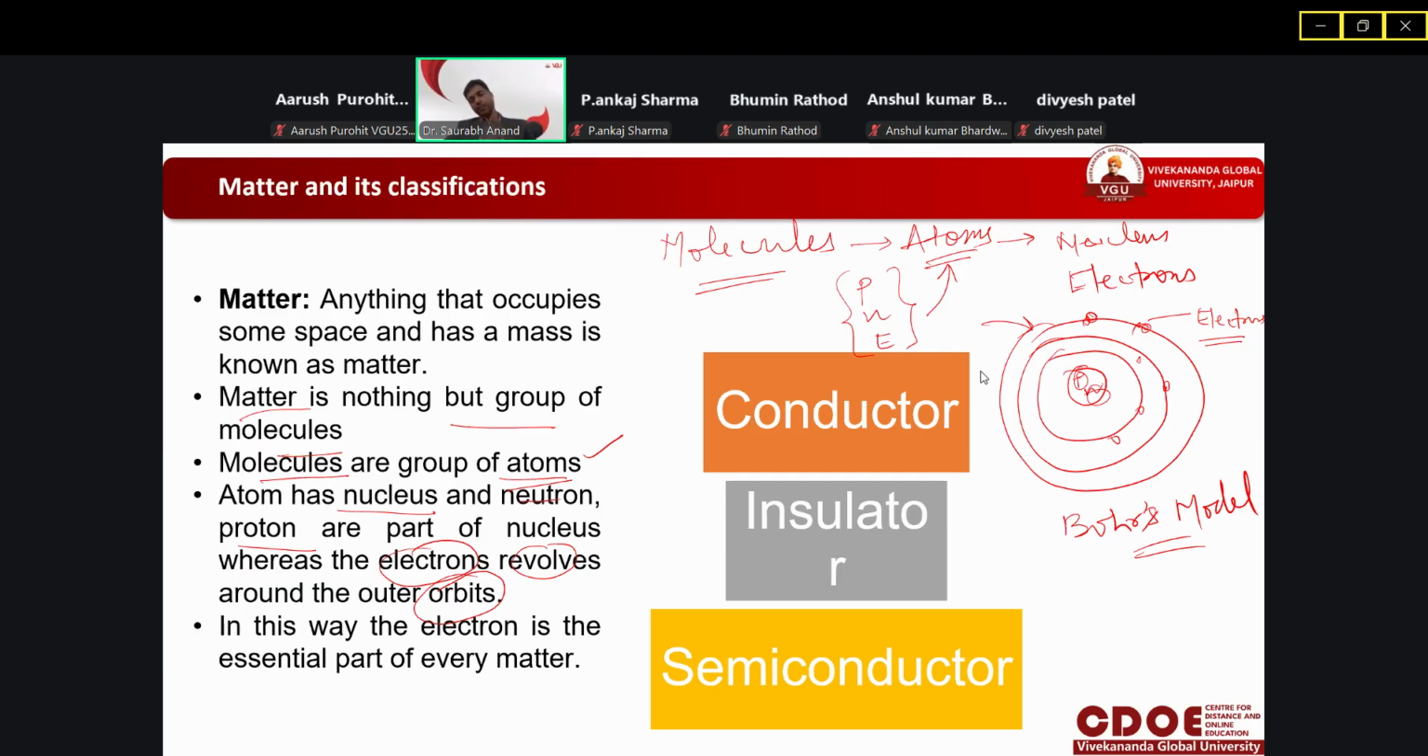Okay, so whenever we talk about the current, that current is the flow of electrons. That electron is not just any electron, it is a free electron. If nothing is free, then how can it move? If it is not moving, then how will the current flow? So that electron should be free.